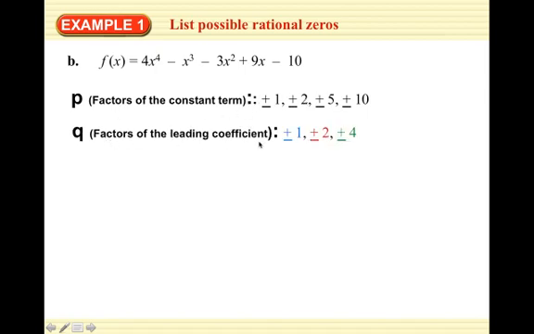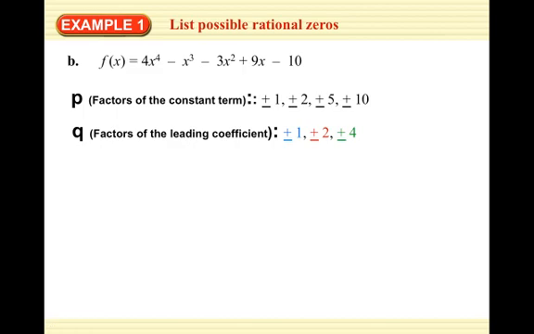So let's look at q. We want the factors of the leading coefficient, so of 4. Plus or minus 1 works because 4 is 4 times 1. Plus or minus 2 works because 2 times 2 is 4. Plus or minus 3 doesn't work. Plus or minus 4 does work, and it is equal to that coefficient, so we're done.